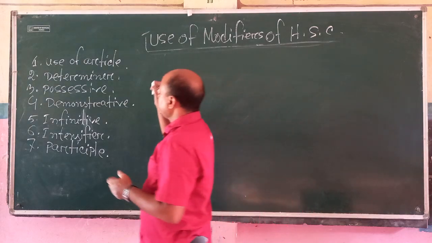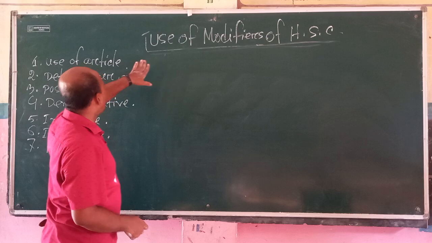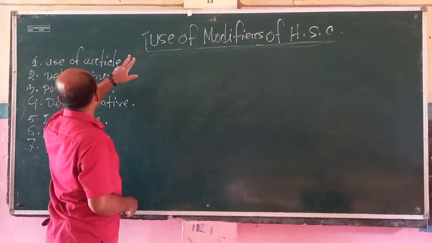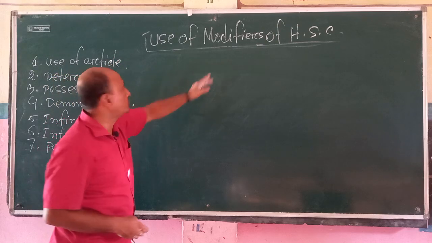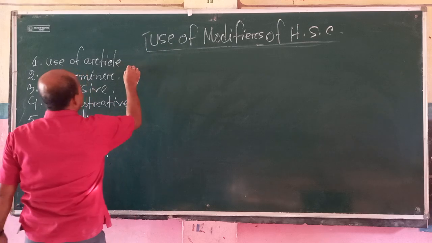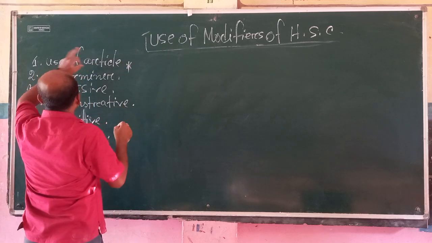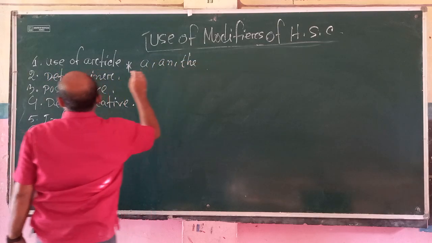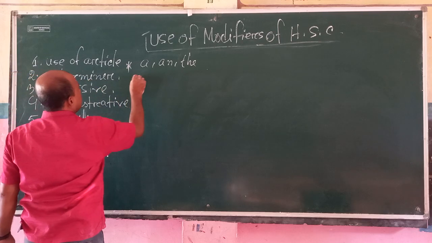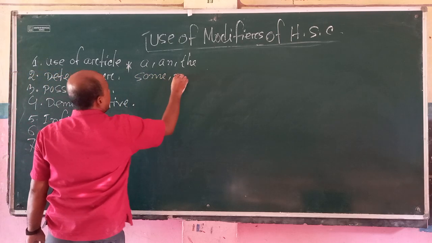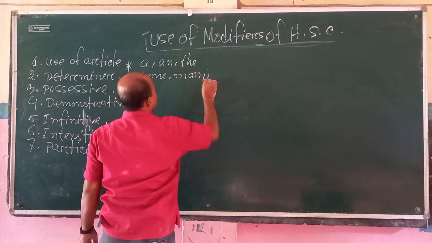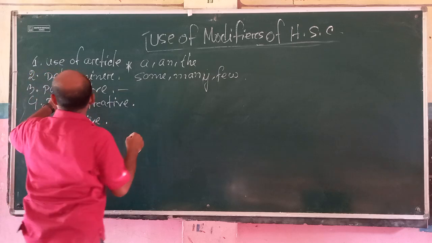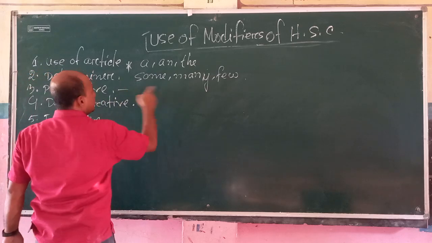At first, I want to show you what are the usable words in the gaps of modifiers. At first, you may use article, that means a, an, the. When you use determiner, that means some, many, few, etc. Then you may use possessive case in the gap when it is needed.